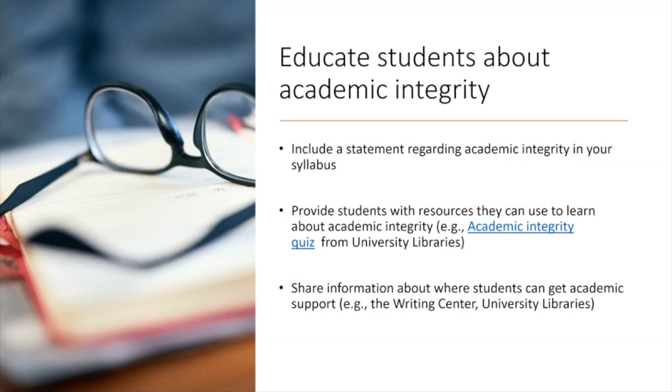Also, we recommend sharing information about where students can get academic support. So the Writing Center, university libraries. Sometimes students, particularly students who did not go through the US school system, violate academic integrity because they don't know what the rules are. What are the conventions? What are the expectations? How should they document things? When should they document things? And so this piece of educating students is really important.